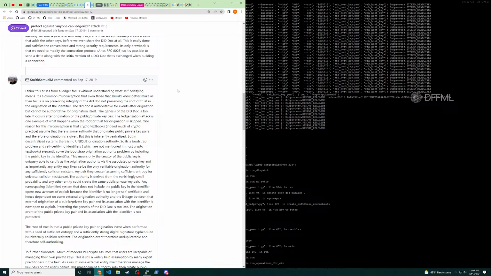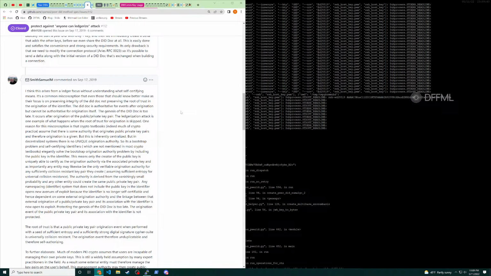One reason for this misconception is that crypto textbooks, indeed much of crypto practice, assume that there is some authority that originates public-private key pairs, and therefore origination is a given, but this is inherently centralized. In a decentralized system, there is no unique origination authority, so it's a bootstrap problem of self-certifying identifiers, which are not mentioned in most crypto textbooks.